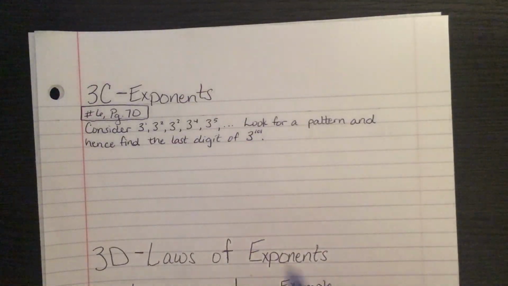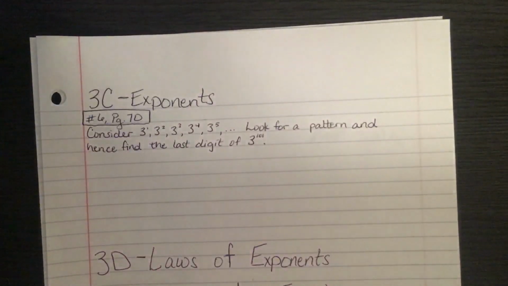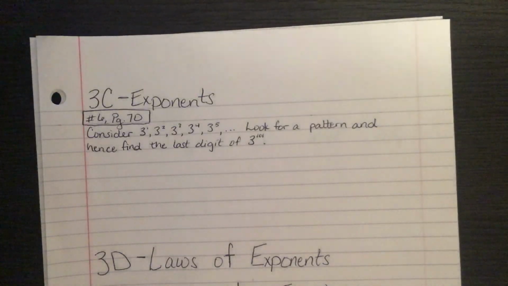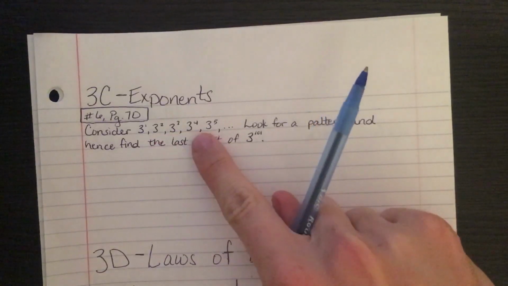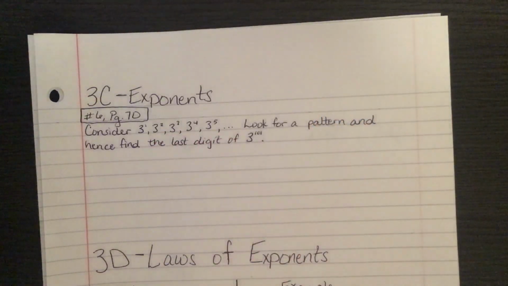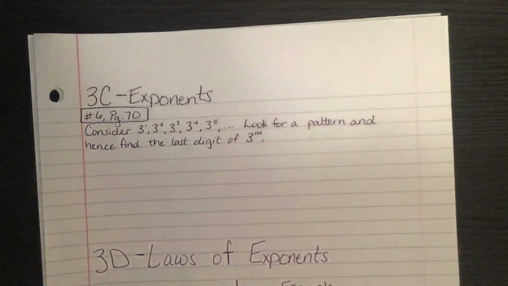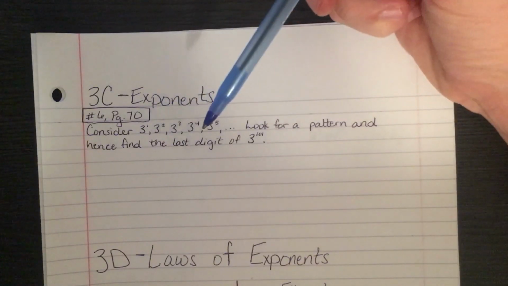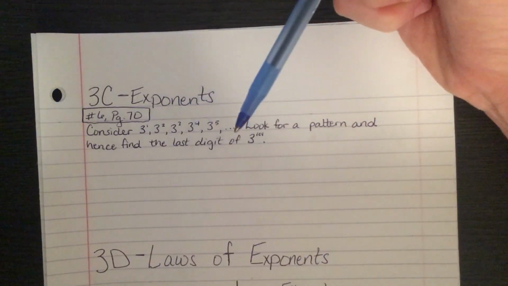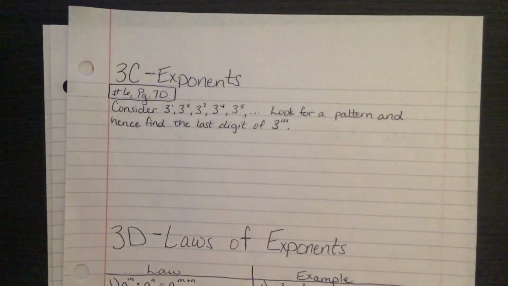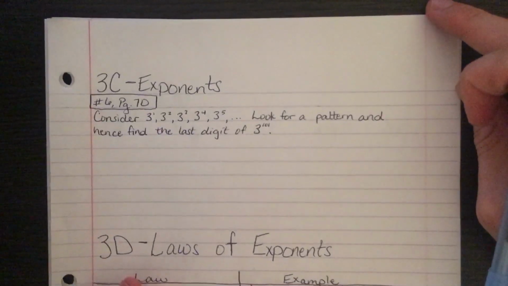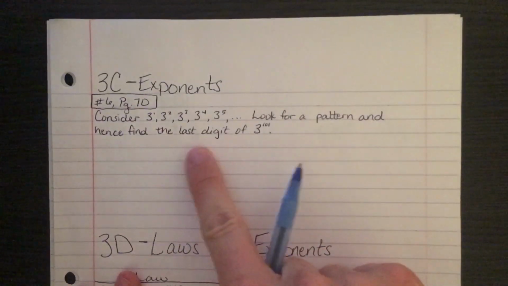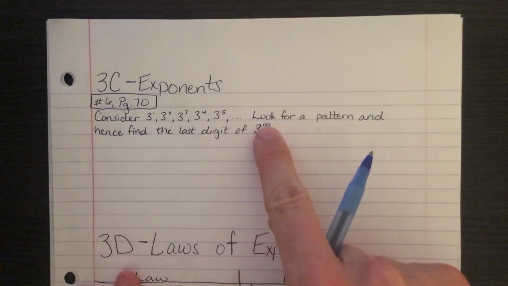What we're going to do is look at number 6 on page 70 there, and basically try to evaluate a pattern with the powers of 3 here, just to refresh us on some exponents and hopefully figure it out. So we're going to look at 3 to the first power, 3 to the second power, 3 to the third power, 3 to the fourth power, 3 to the fifth power, so on and so forth. And we're going to try to look for a pattern to find the last digit of 3 to the 101st power.